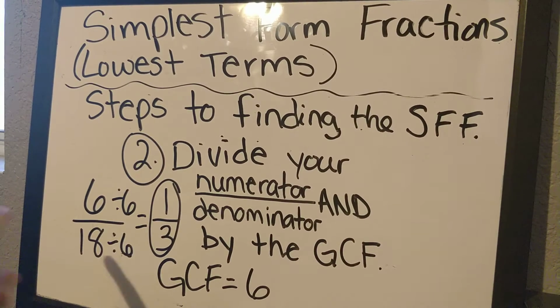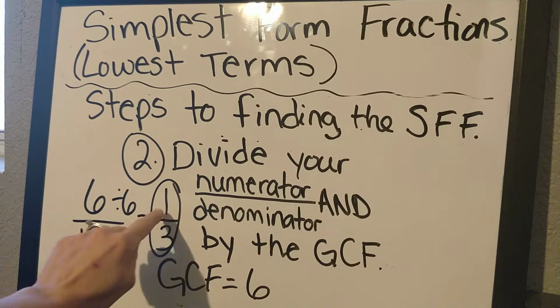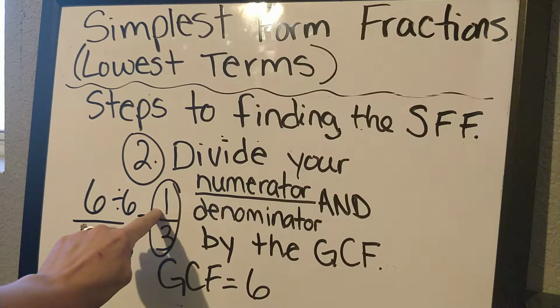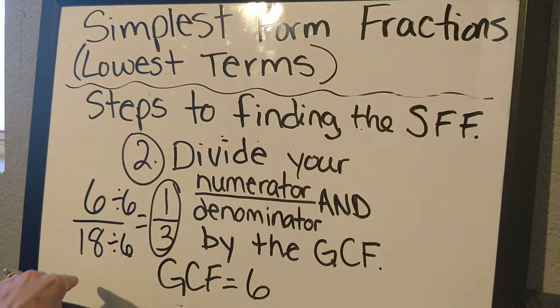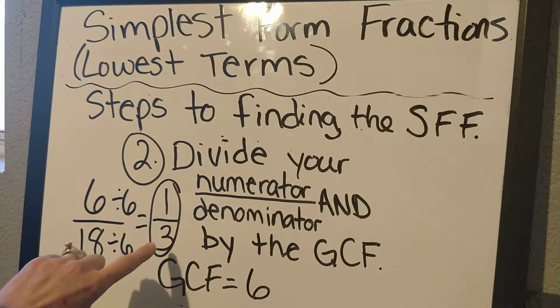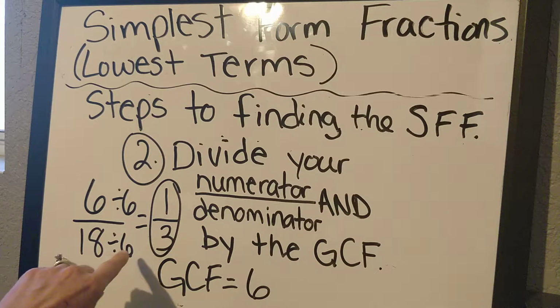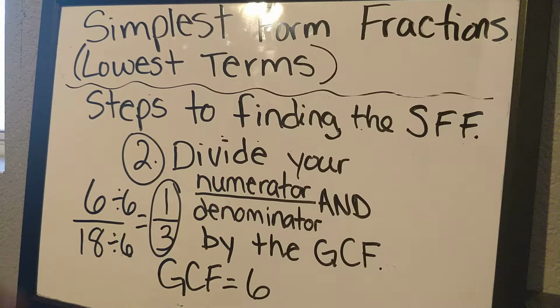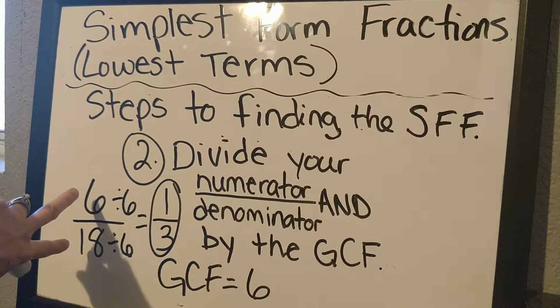And that's it. 6 divided by 6 is 1. That's your new numerator. So you went from 6/18 to 1/3, because 18 divided by 6 is 3. So 6/18 is now equal to 1/3. You did this with only 2 simple steps. Step 1, find your GCF for your numerator and denominator. Those are your two numbers.